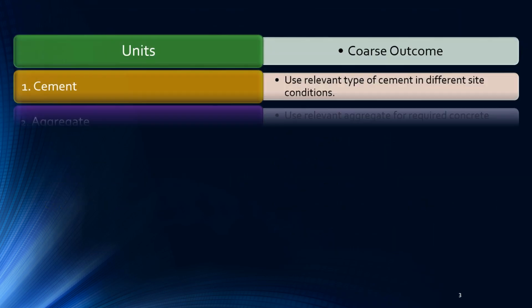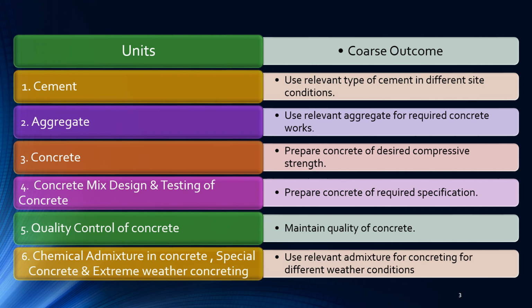There are 6 units in this subject. The first unit is cement, second is aggregate, third is concrete, fourth is concrete mix design and testing of concrete, fifth is quality control of concrete, and sixth is chemical admixture in concrete, special concrete, and extreme weather concreting.